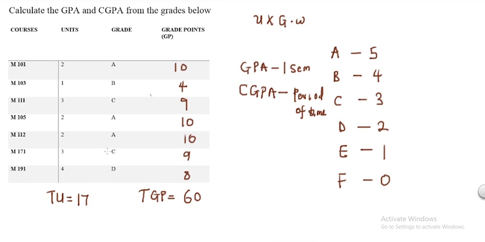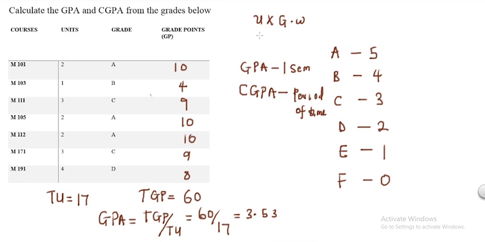Now for the GPA, remember GPA is calculated for a semester. The GPA for this semester is equal to total grade points divided by total units. So this is simply equal to total grade point, which is 60, divided by total units, which is 17. 60 divided by 17 is 3.53 to 2 decimal places. Now for us to calculate the CGPA, I'll bring another semester into the picture.